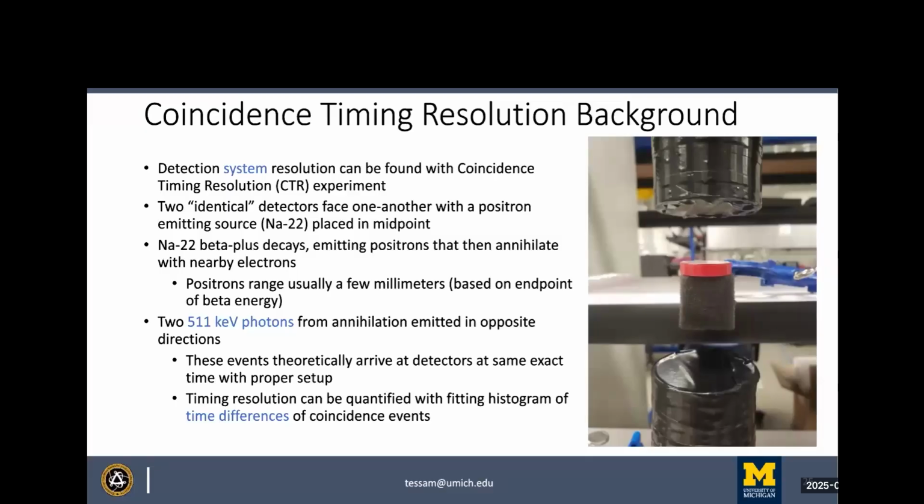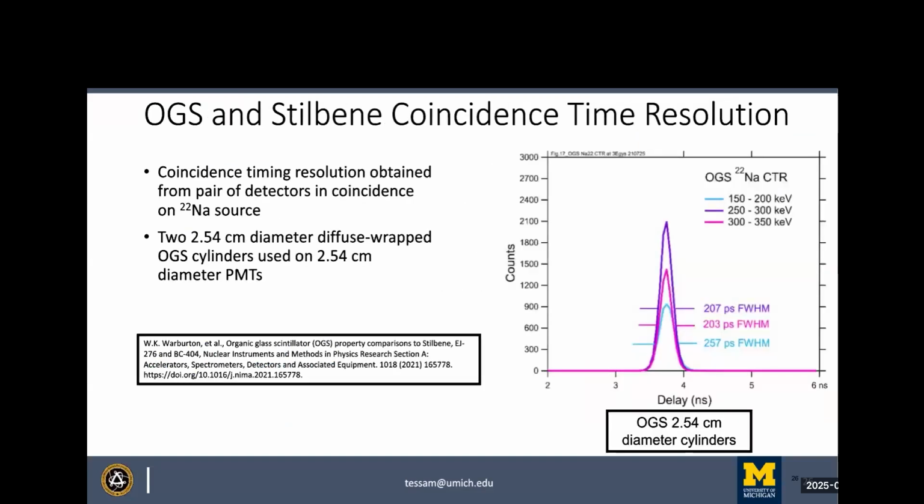We fit a histogram to the time differences of coincidence events and find the centroid. Just to illustrate some coincidence time resolution with OGS and Stilbene, here is what we did with a couple of 1-inch diameter cylinders.